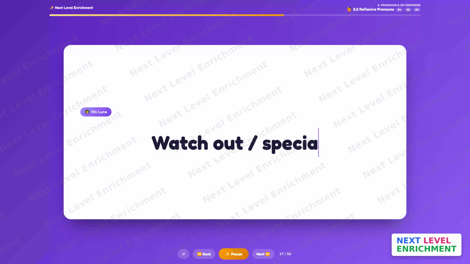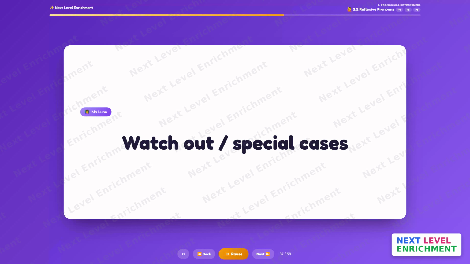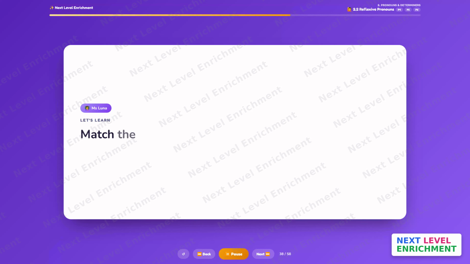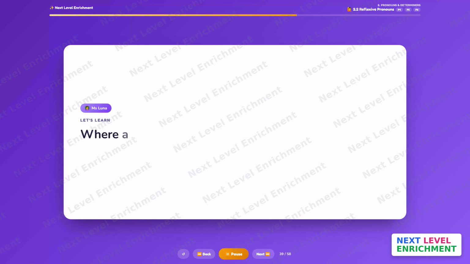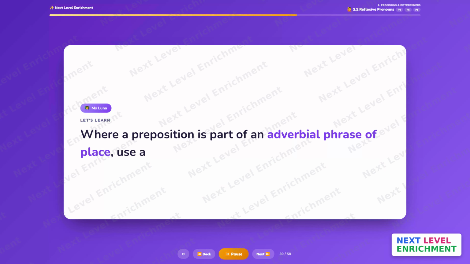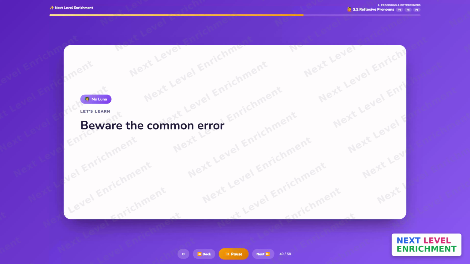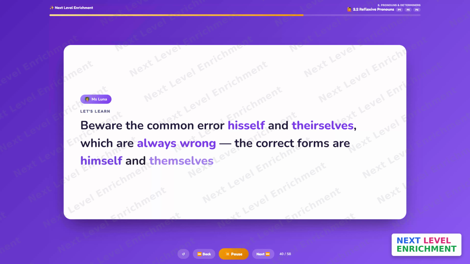Watch out, special cases. Match the number carefully. Use yourself for one person and yourselves for more than one. Where a preposition is part of an adverbial phrase of place, use a personal pronoun, not a reflexive one. Beware the common error hisself and theirselves, which are always wrong. The correct forms are himself and themselves.